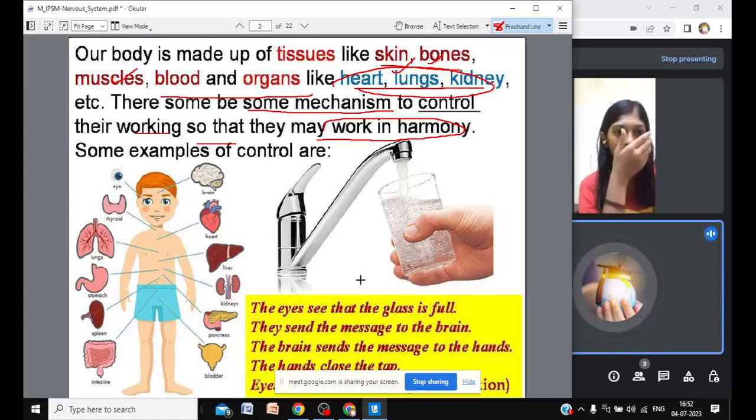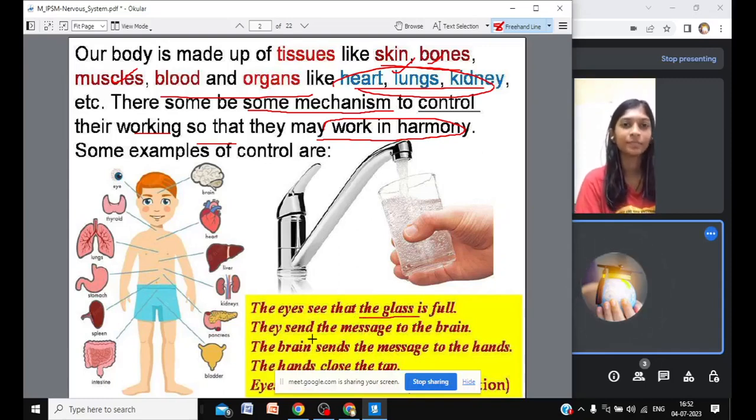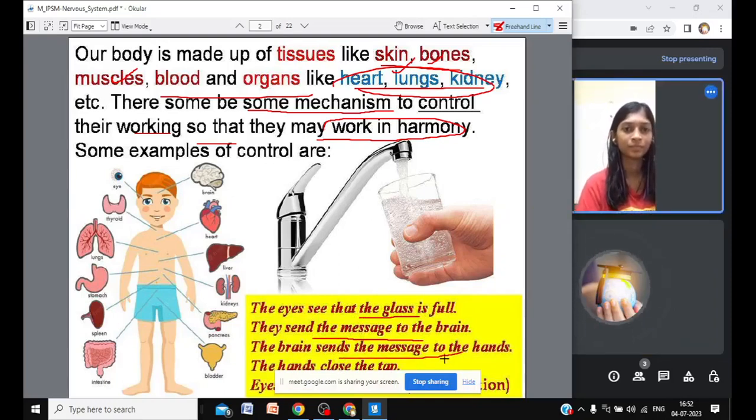Now how will he know that the tap is to be turned off? The eyes will see that the glass is full. The eyes will send the message to the brain. The brain will send the message to the hands, and then the hands will close the tap.